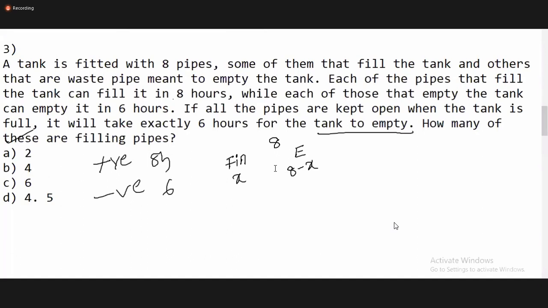Are you getting my point? So 8 minus X. So the filling pipes can fill the tank in how many minutes? So X pipes, they are taking how many minutes?